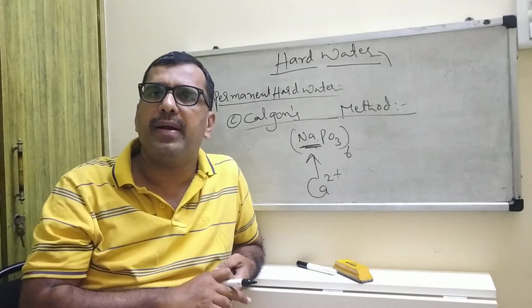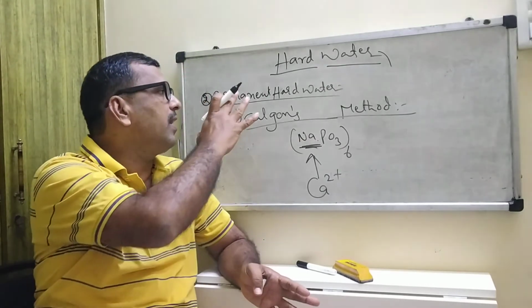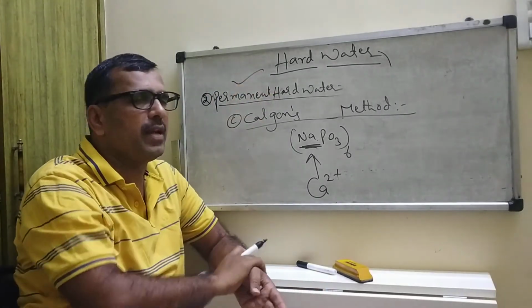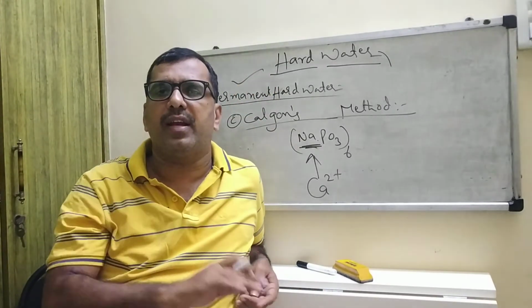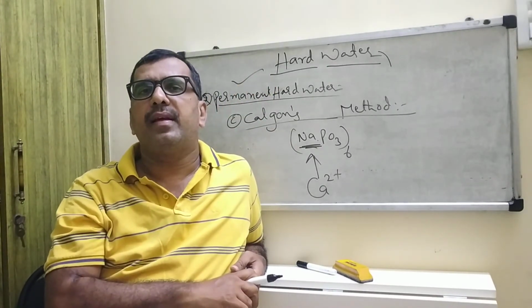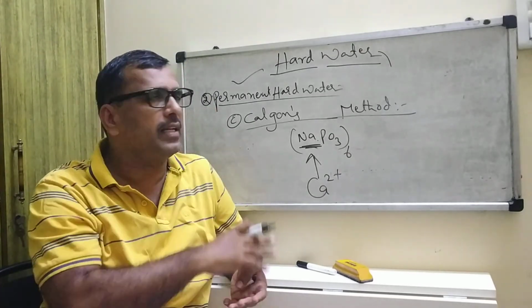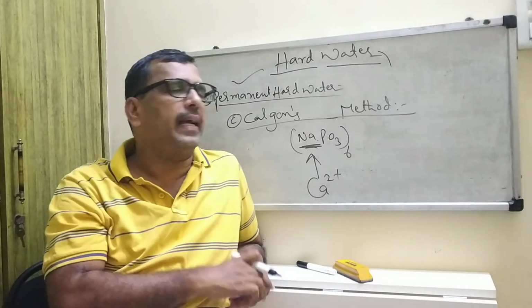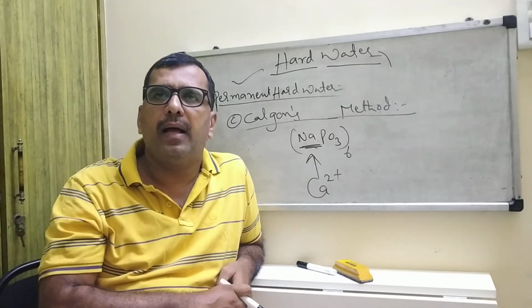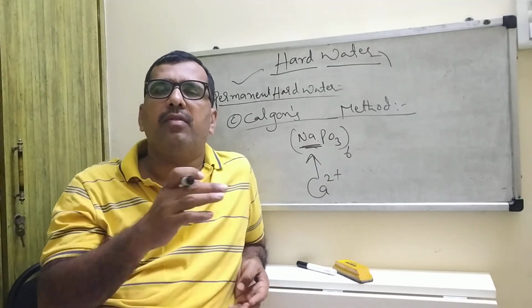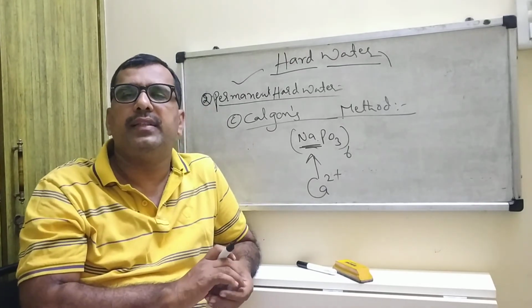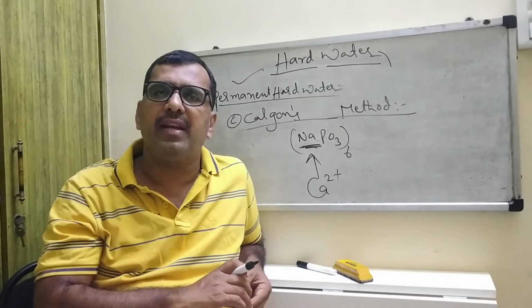So these are the processes for the removal of hardness of water. Number one, by the addition of sodium carbonate, that is washing soda. Second is the permutit process. Third is the Calgon method. These three are very, very important.